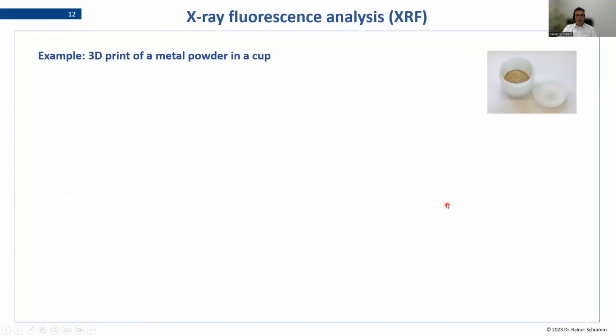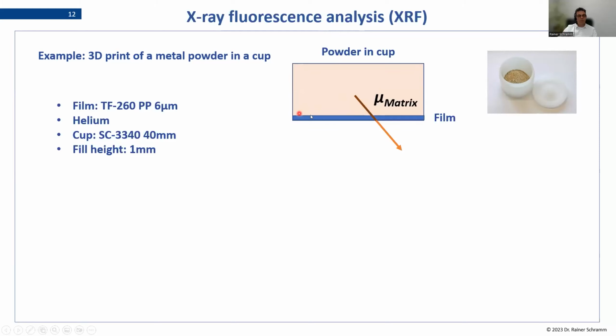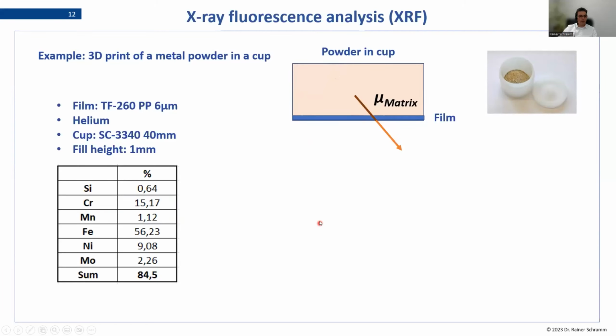Okay, different example. Let us again take a sample cup, but now we put a metal powder inside. It's a metal powder used for 3D printing, and it's stainless steel. And again, I have my cup, I have the film covering the bottom. So I have again my absorption of the film and an absorption of all the stainless steel elements coming out. And this will be the result I get first. The first thing I will see is that my sum is not 100, but I measure every element. So what is the reason? Why do we have a gap here?